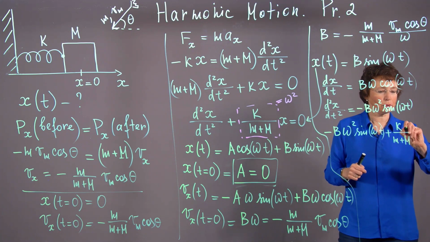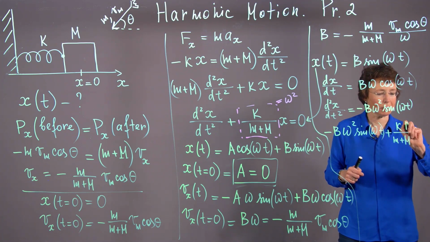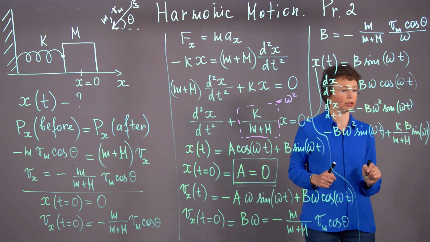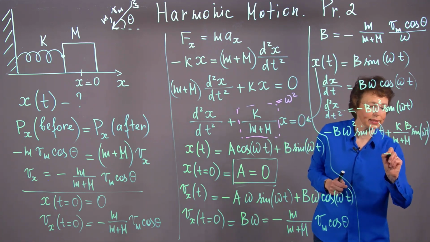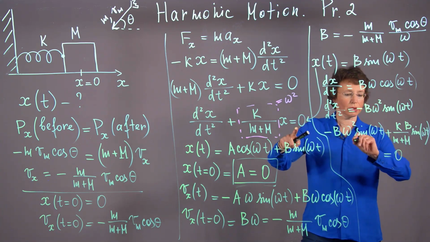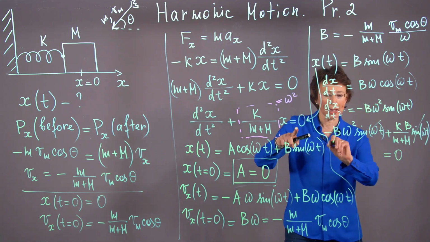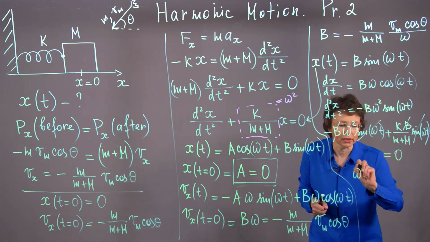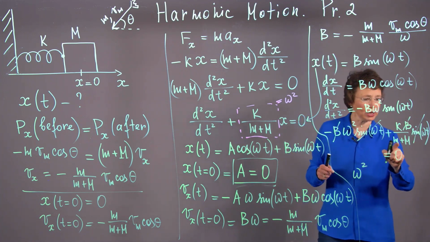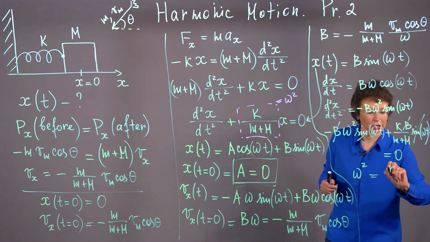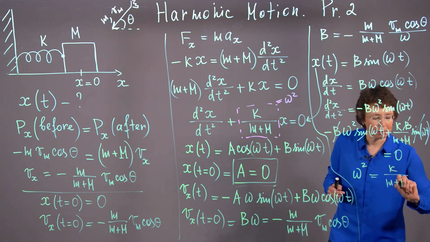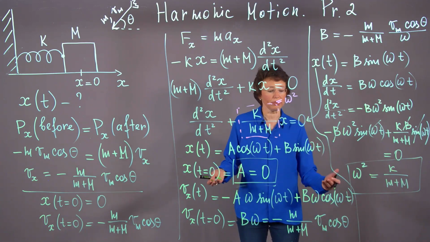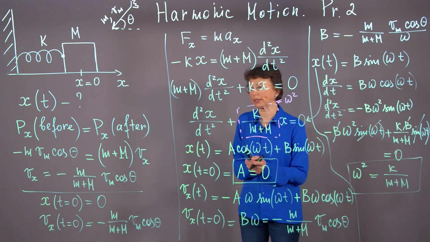I will put b here to save space. B sine omega t. Let's see if you can see it. Yes, I think you can see it. B sine omega t. And this is equal to 0. So sine omega t gone. B and b gone. And what we have is omega squared. Omega squared comes to another side of the equation, and it is equal, as expected, to k over m plus m. We found omega. Now we know everything, and we are ready to write our final solution.